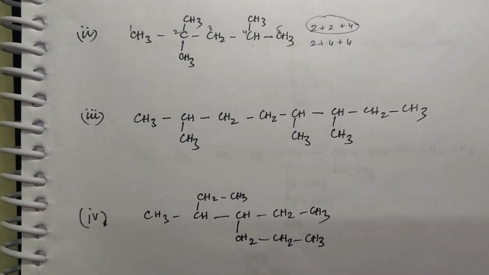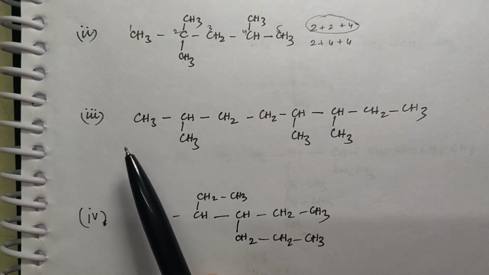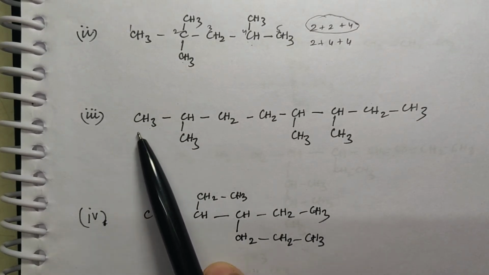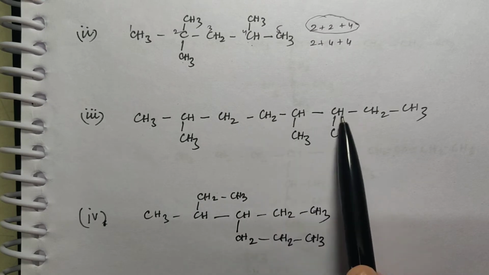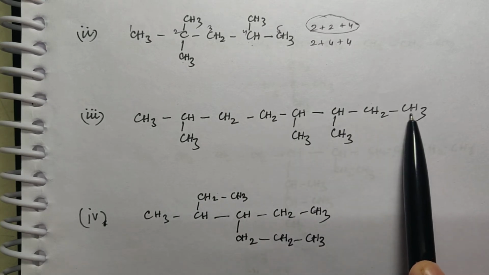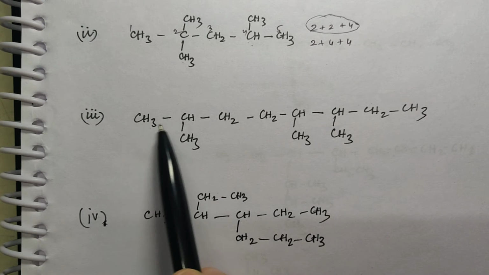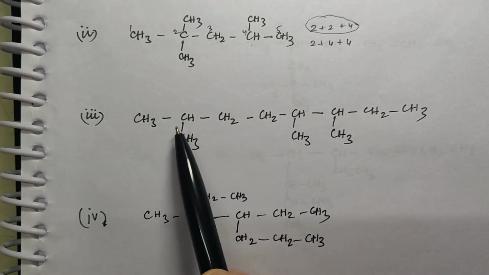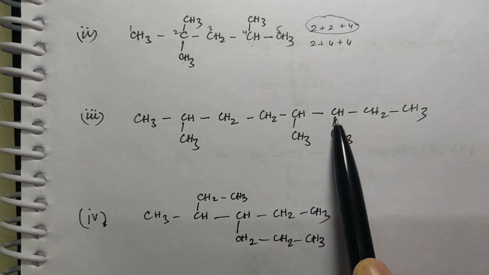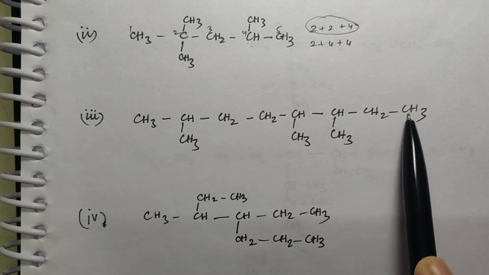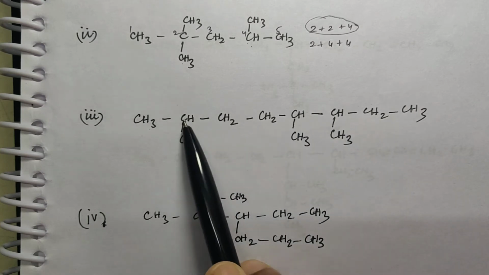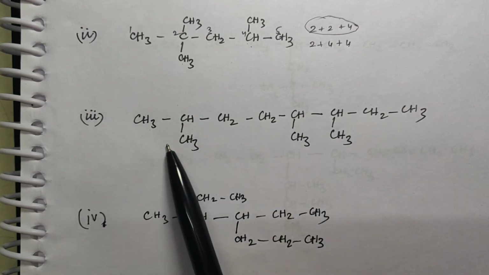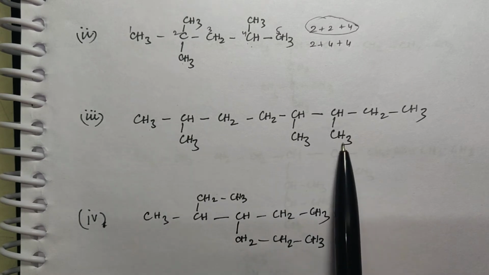Now here you find 1, 2, 3, 4, 5, 6, 7, 8. So it's a 8 carbon chain, and at the second position there is a branch, then 3, 4, 5, 6. So 2, 5, 6. There are 3 locants. Now if I start from here, 1, 2, 3, 4, 5, 6, 7. So it is 3, 4 and 7. So obviously this will be, the sum of locants will be lowest.